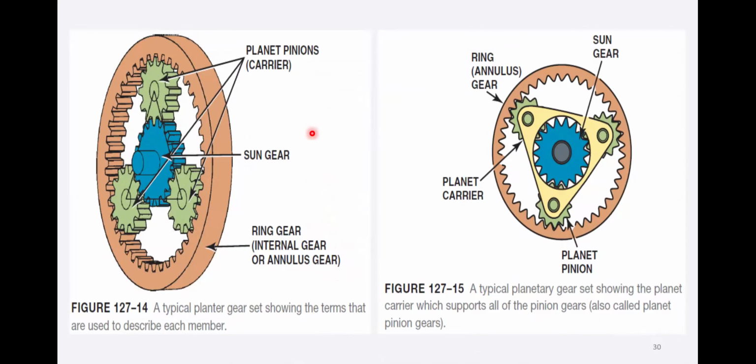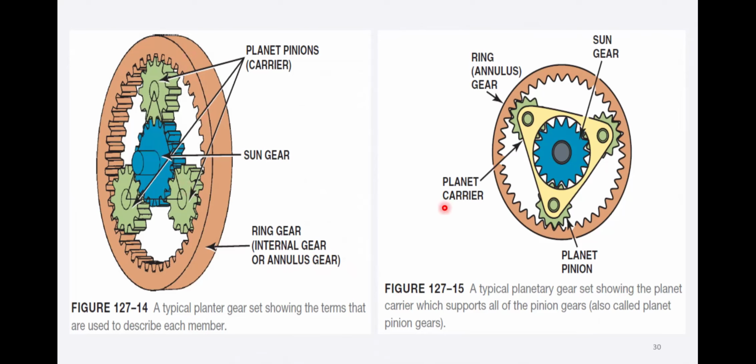Now, a typical simple planetary gear set showing the terms that are used to describe each member. The blue one is the sun gear, the green ones are the planet pinions on the planet carrier, as we call it, and the brown one is known as the ring gear, which has internal gears, also called the annulus gear. So this is the typical planetary gear system which we use.